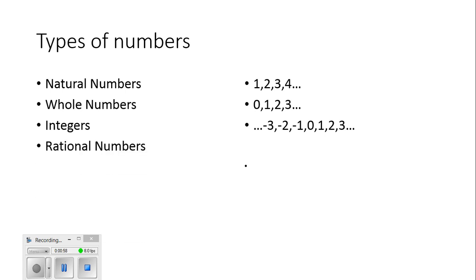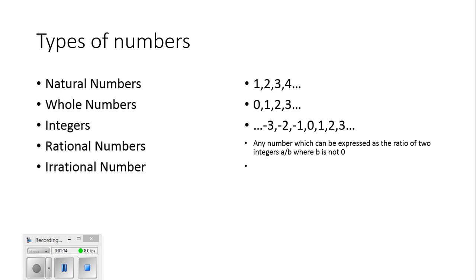Rational numbers is pretty much what we think of as fractional. They can be expressed as a fraction a over b, b not equal to 0, a and b both being integers, okay? Things that can't be expressed as a fraction are irrational. Things like pi, things like root 2, things like root 3, okay?